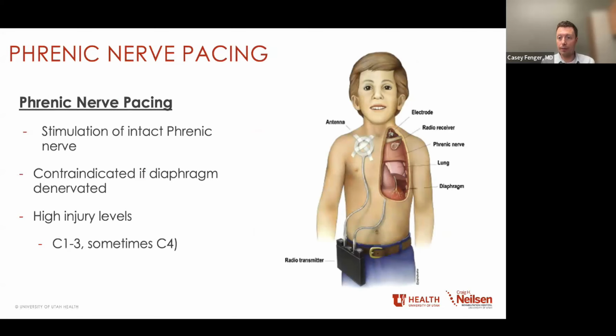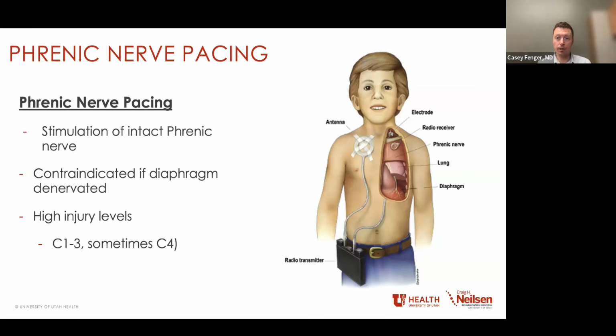Okay, let's say you do all of this and you're still not able to get someone off a ventilator. We do have phrenic nerve pacers available. These are really cool. I have a few patients with them. And what they do is directly stimulate the phrenic nerve. A surgeon goes in, puts an electrode lead on the phrenic nerve itself, and then you have an antenna that's outside of the body that goes over the leads that then stimulates the phrenic nerves to take a breath.